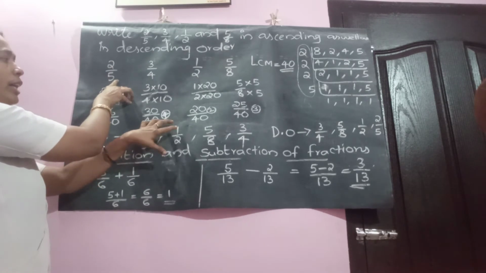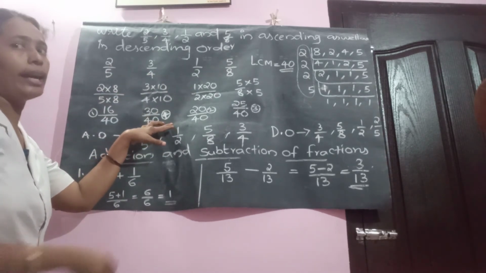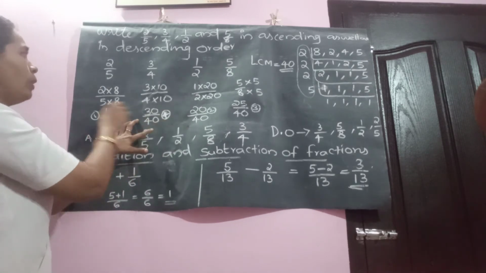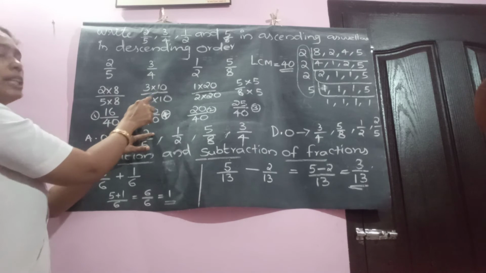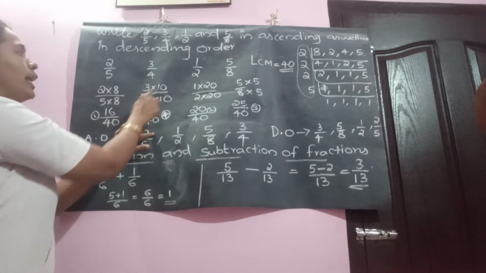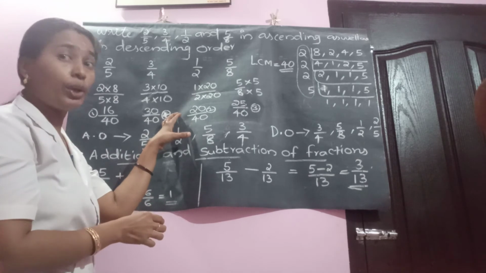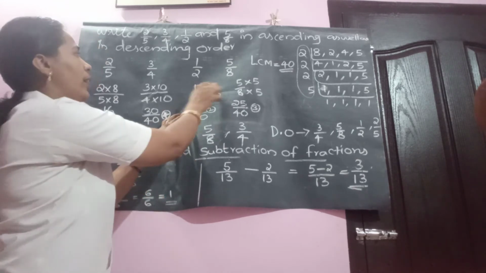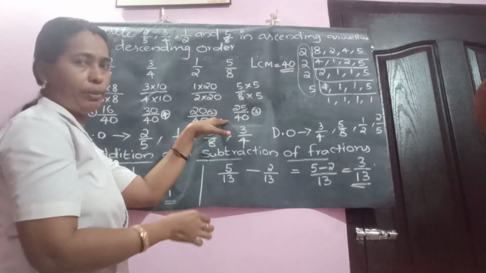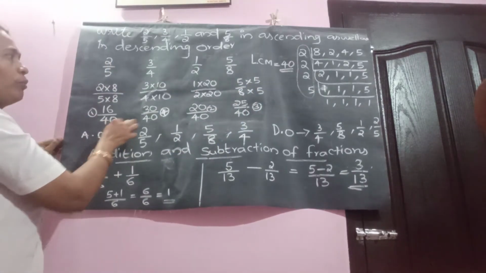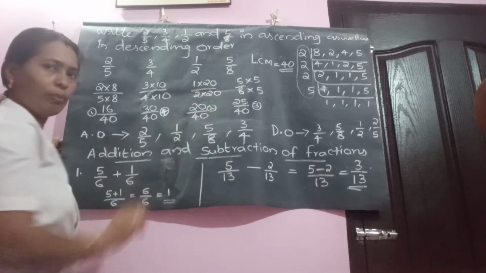How do you convert 5 to 40? Which number to be multiplied? 8 is to be multiplied. So 2 into 8 by 5 into 8. This is 4. So which number is needed? 10. 3 into 10 by 4 into 10. This is 2. So we need to multiply by 20 to make it 40. 1 into 20, 2 into 20. Similarly 5 into 5, 8 into 5. Then the products are 16 by 40, 30 by 40, 20 by 40, 25 by 40.